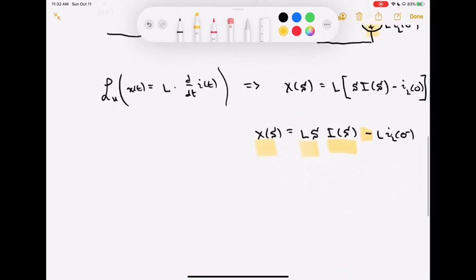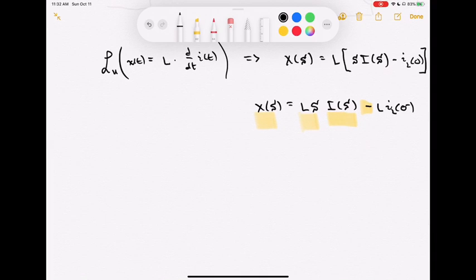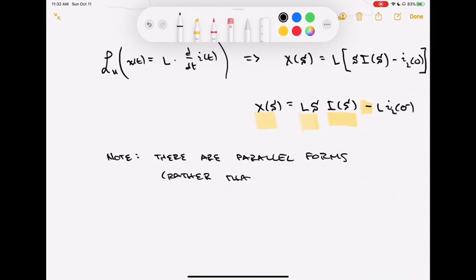Let's go ahead and demonstrate this through an example, but before I start that, I will note there are parallel forms, rather than the series forms that we showed, just done for both capacitors and inductors.